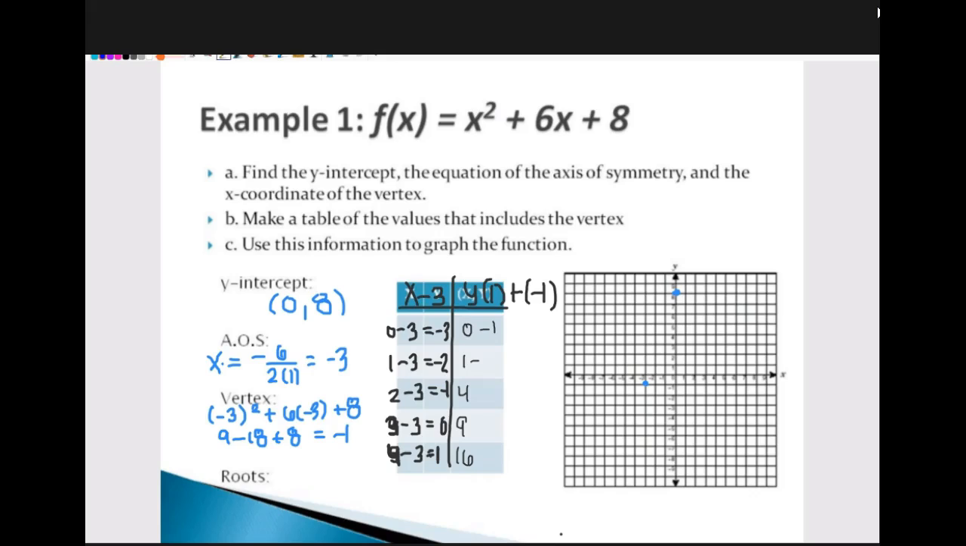And then we're subtracting 1 from each of those to get my other point. So you get -1, 0, 3, 8, and 15. So when I plot those points, I have -3, -1, -2, 0, -1, 3, and then we already saw 0, 8, and then we have to graph its counter symmetric points.